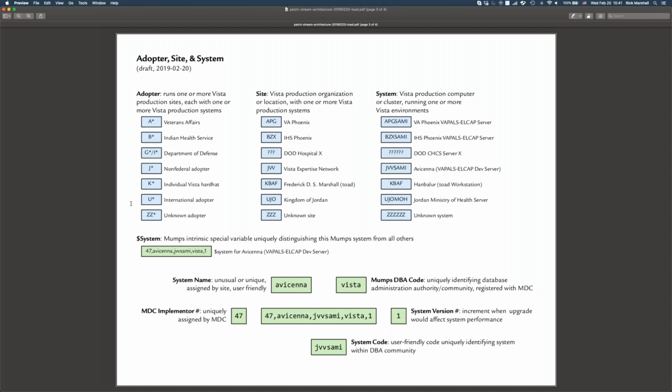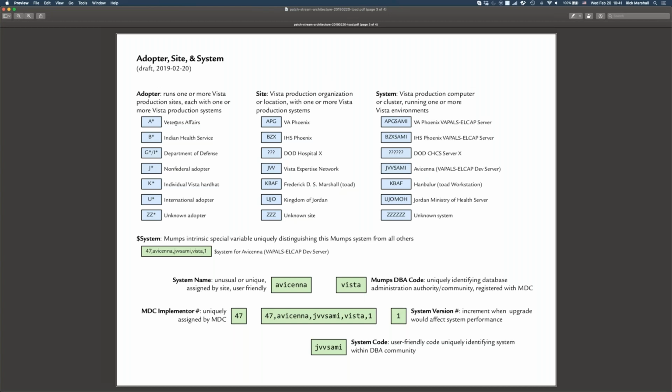So we came up with U as the idea for the international adopters, and the next two letters are the same as the domain suffix, right? So Jordan is JO, so they get UJO. US is US, so they get UUS, and so forth. And then finally, of course, unknown adopters get ZZ, just like we did for software. So having named adopters, we're now in a position to name a site, right?